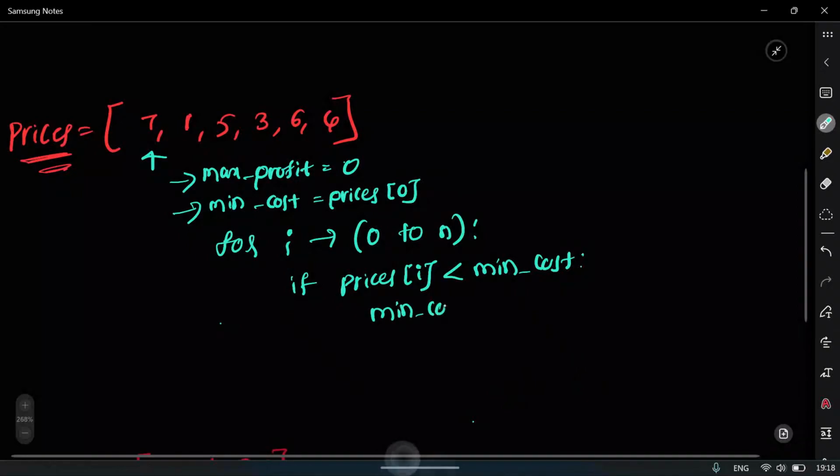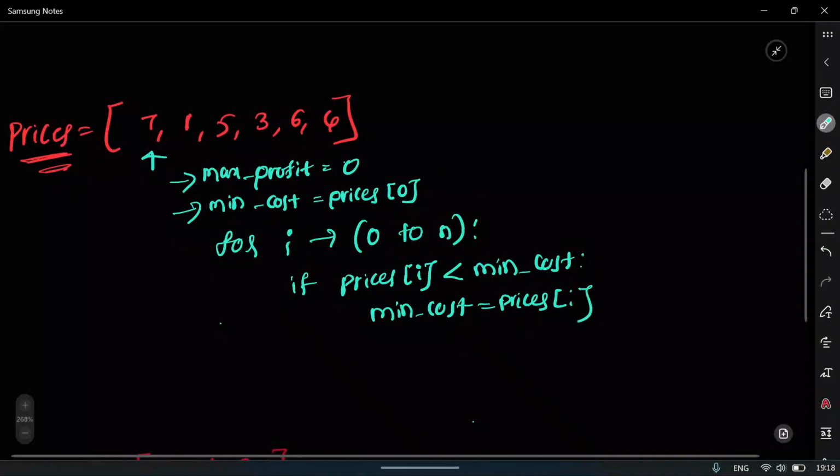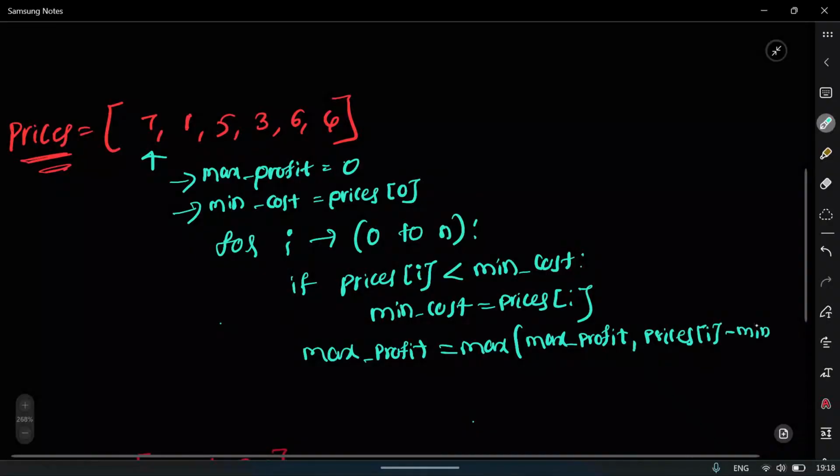Minimum cost is the price, and I'm going to make sure that the maximum profit is updated accordingly. The maximum profit is updated only if it is greater than the current value, which is 0. Therefore, it is the maximum of the previous one, which is the maximum profit itself, and the difference of the current, prices of I minus minimum cost. And at the end, I'm going to return the maximum profit.